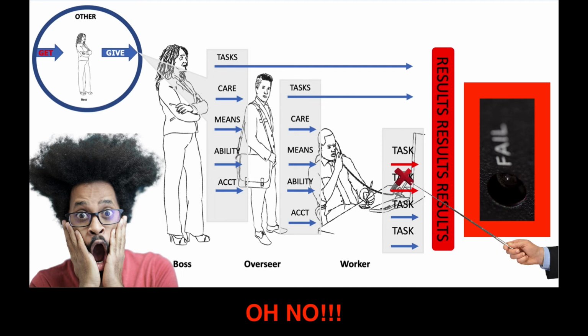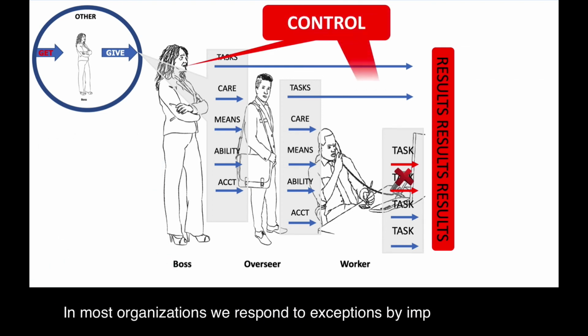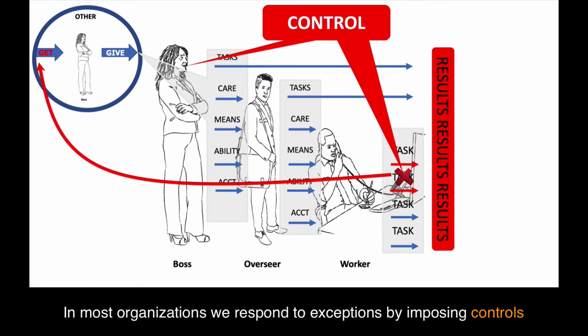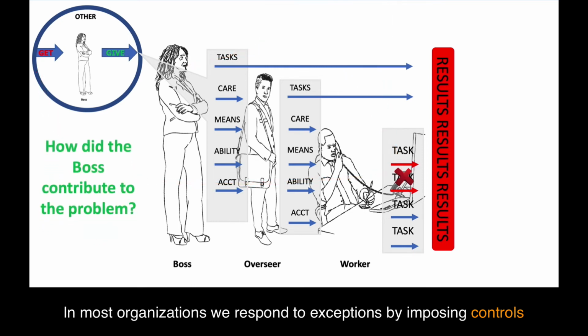Now, in most organizations, the boss's response to this would be "just make damn sure this never happens again," which is really a controlled response. And this is clearly an inappropriate way for the boss to deal with this, because the boss has to recognize that she herself has made a contribution to this problem. So the question is, well, what is the boss's contribution?